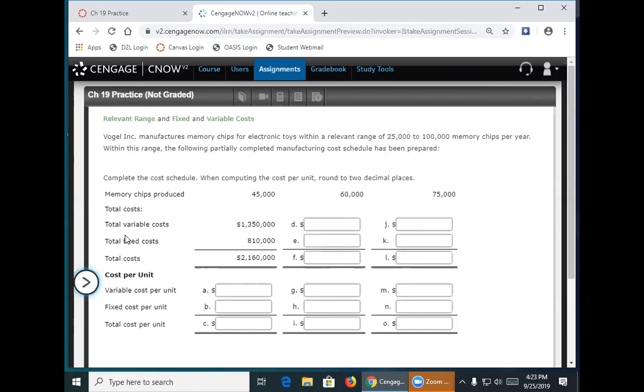And that's what this first one is talking about, this relevant range and fixed and variable costs. So we know from previous chapters, I think we covered variable costs anyway. Variable costs are your materials, labor, and then variable overhead. Okay, variable product costs are materials, labor, and variable overhead. So these are costs that go up the more we produce, right? It's going to take more labor, more materials, the more product we produce, okay? So those are variable costs.